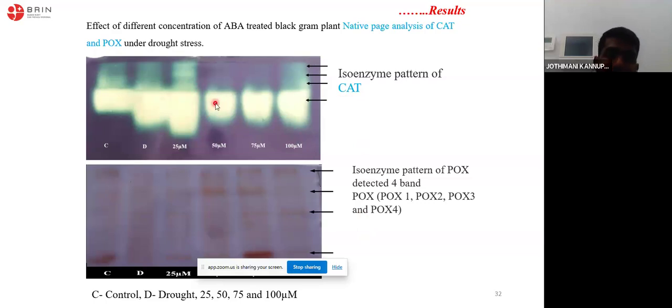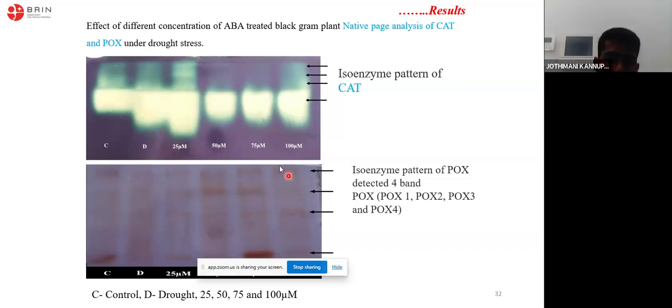At the high amount of ABA exposure, the intensity of the bands decreased. The POX isoenzymes were analyzed by PAGE, and we determined that there were 4 isoforms. The 4 isoforms were detected in drought stress treated plants. The intensity of isoforms 1, 2, 3 decreased. However, isoforms 2 and 3 were not visualized in the control.